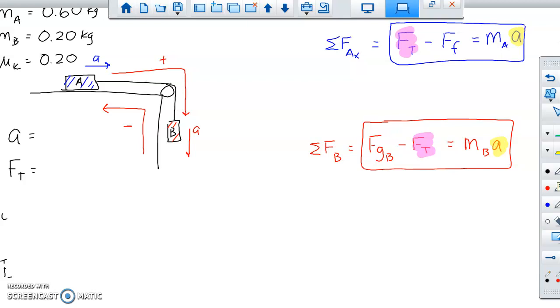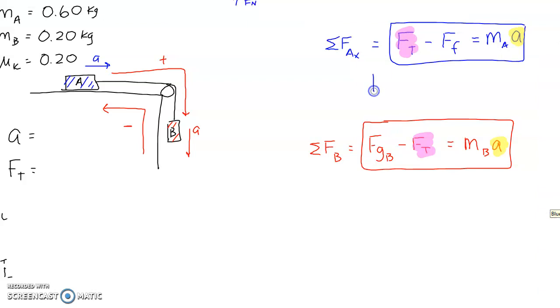Let's start with that. So I'm going to put this first equation in terms of Ft. The reason why I'm doing that is because if I'm looking for acceleration, I'm going to do the substitution method. So I'm going to add F on both sides. So I get m_A times the acceleration plus the force of friction. So I just rewrote that equation to solve for Ft.